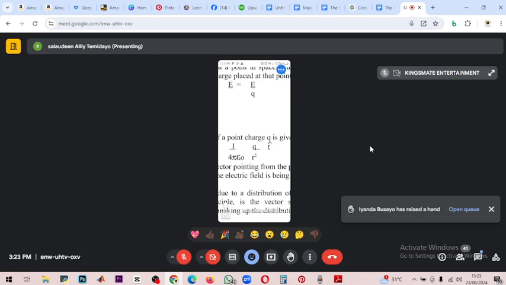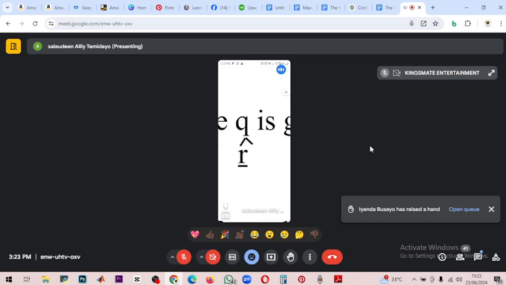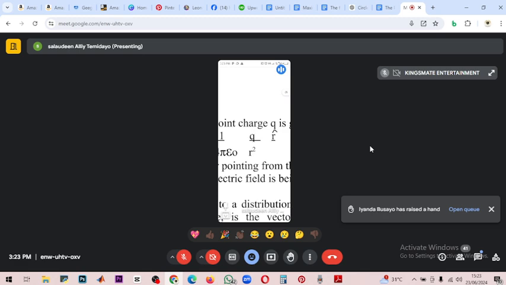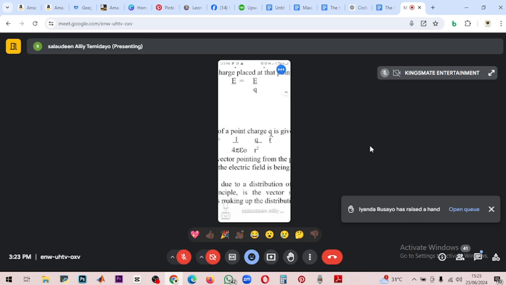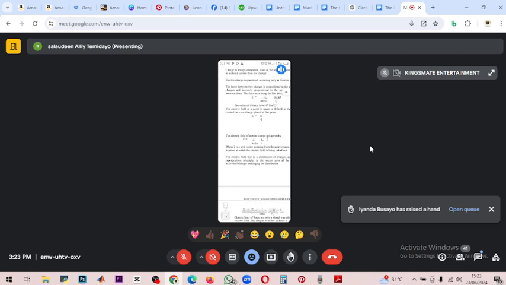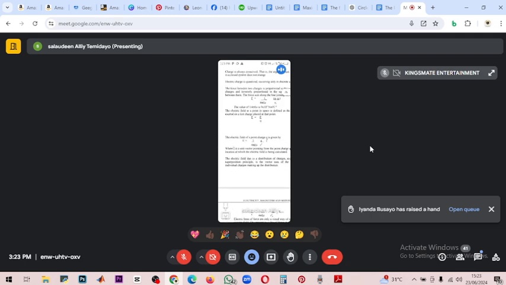This R is a unit vector. A unit vector is always 1, so it's like saying we multiply it by 1. This R you are seeing here is called a unit vector. Multiplying that sign on it makes it a unit vector, multiplied by 1. That's like Q over R squared times 1. That is the meaning. They are mentioning it, where R is a unit vector pointing from the point charge to the location at which the electric field is being calculated.